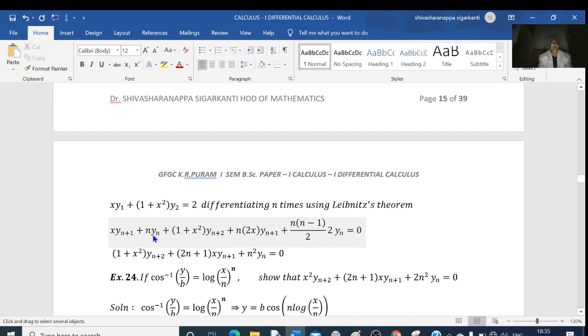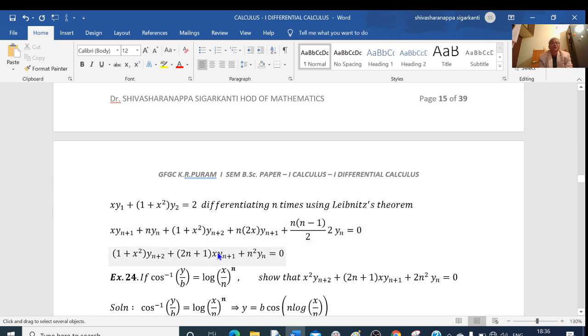Next term becomes 0, plus, coming to this term here, 1 plus x square into nth derivative of y2 is y_(n+2), plus nC1, which is n, derivative of 1 plus x square is 2x, into one less derivative, which is y_(n+1), plus nC2, n into (n minus 1) by 2 factorial, into differentiation of 2x, which is 2, into one less derivative, which is y_n, equal to, right hand side is 2, derivative of 2 is 0.